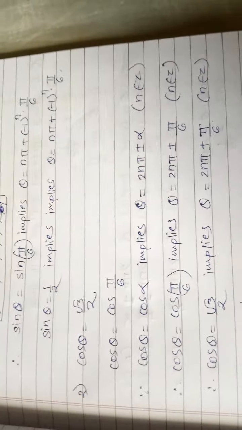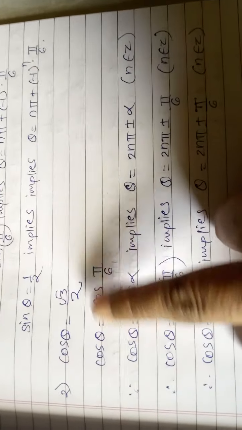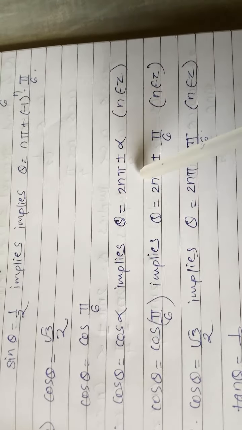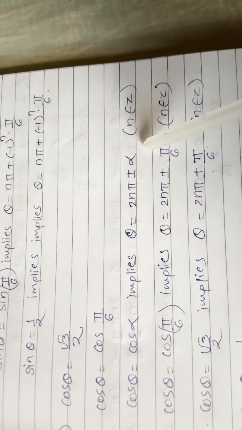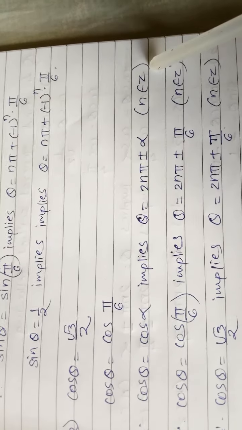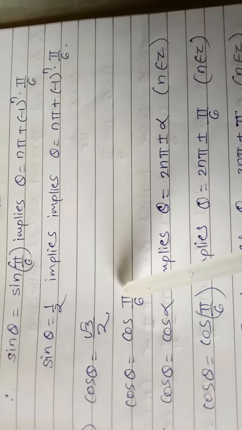So here we have to compare this with the table, and we get that cos theta is equal to cos alpha. So this equation matches with this one. So cos theta is equal to cos alpha, and it implies that theta is equal to 2n pi plus minus alpha. So from the table you will get this value, where n belongs to integer. Now comparing these two, what is the value of alpha? It is pi by 6.